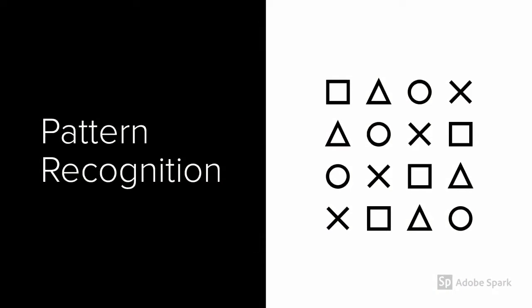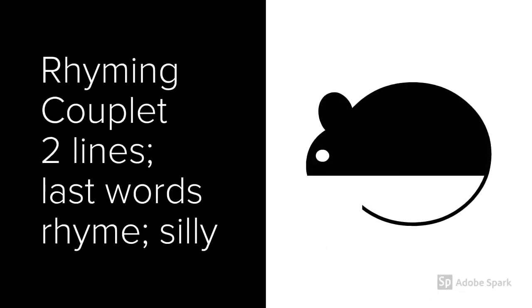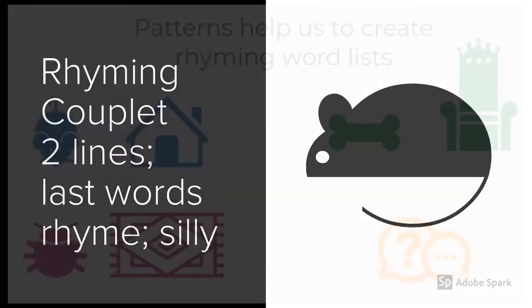Something that comes to mind when I think about poems are the rhymes that repeat. This reminds me of a computational thinking concept called pattern recognition, where we identify and use similarities in our programs. One example of a poem with a repeating rhyme is called a rhyming couplet, which consists of two lines where the last words rhyme, and they're usually silly. Something like, "My cat found a mouse and brought it in the house."